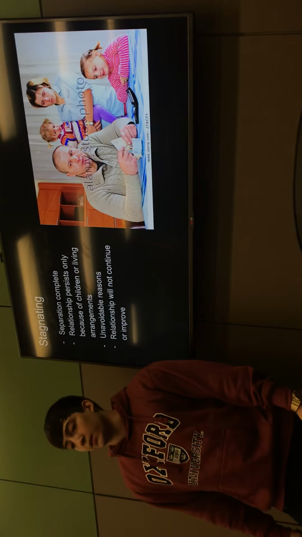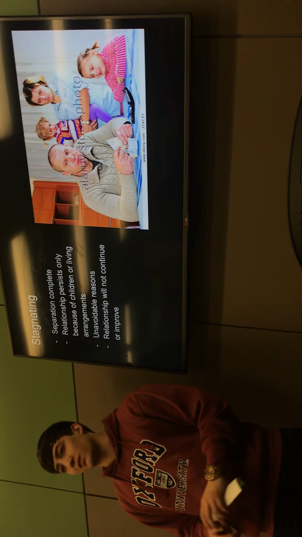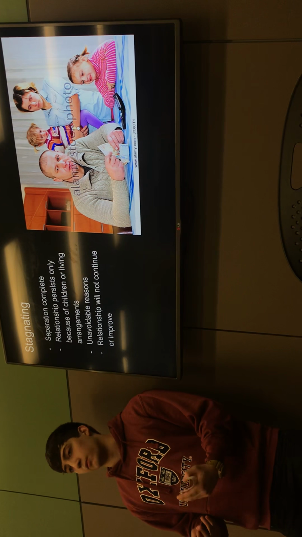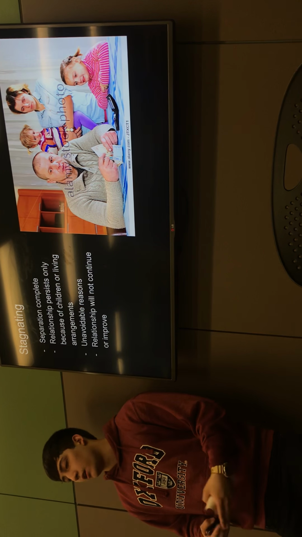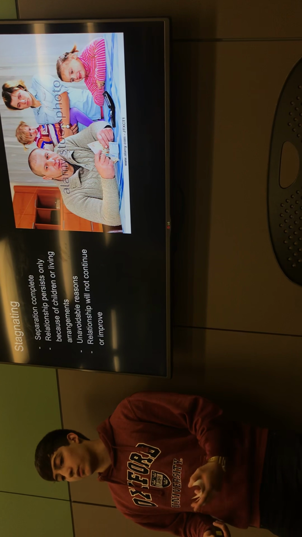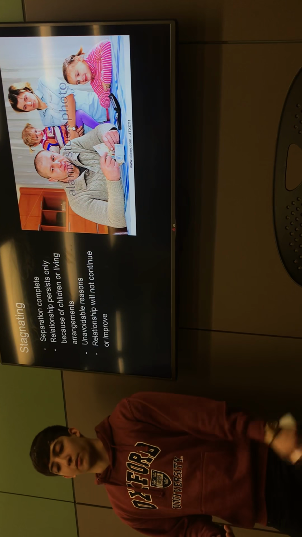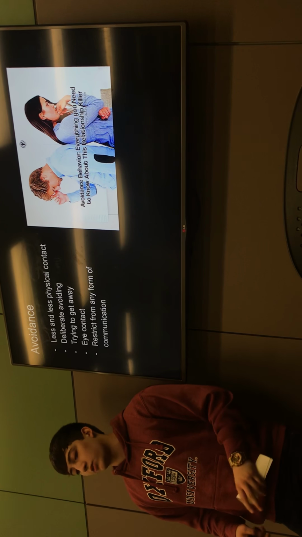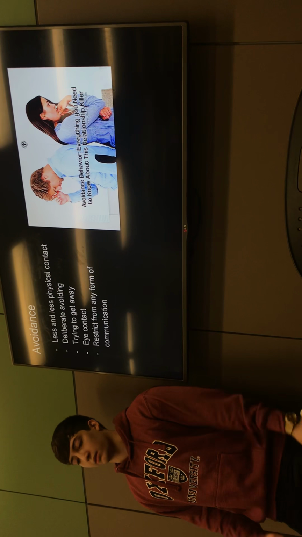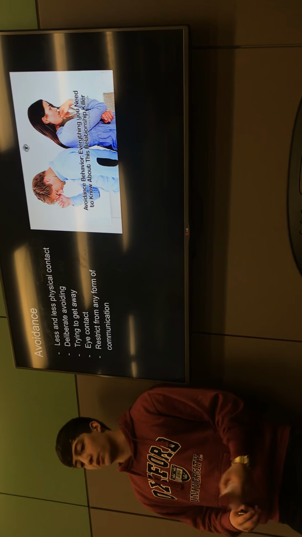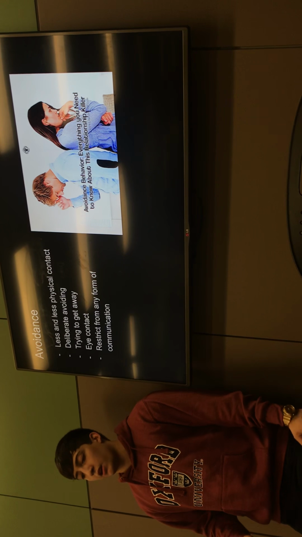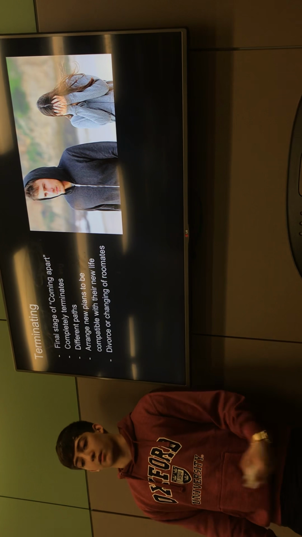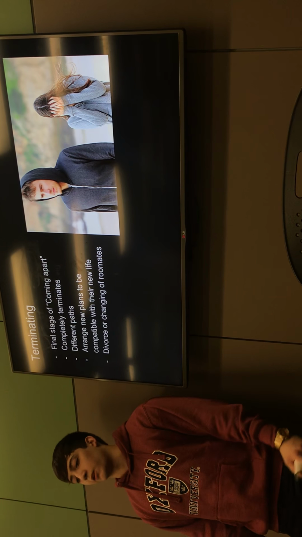The next stage will be stagnating. This is where separation is complete, but the couple persists only because of unavoidable reasons, such as children or living habits. The relationship will continue, but it will not improve, which will lead to our avoidance. This is less physical contact, less trying to avoid each other purposely, trying to get away. They'll restrict any form of communication, which would lead us to our terminating, the final stage of coming apart.